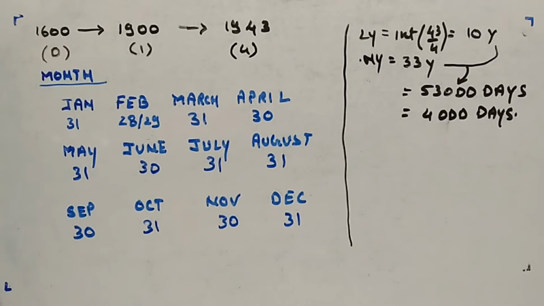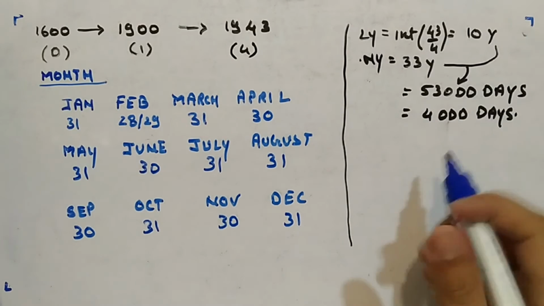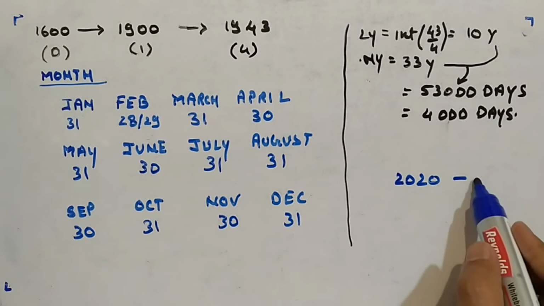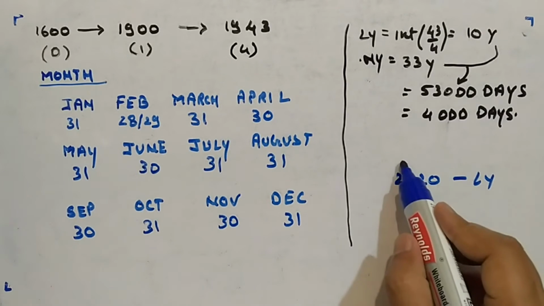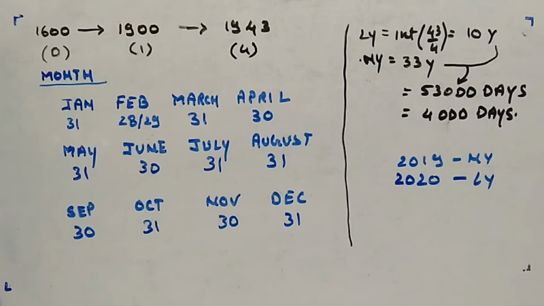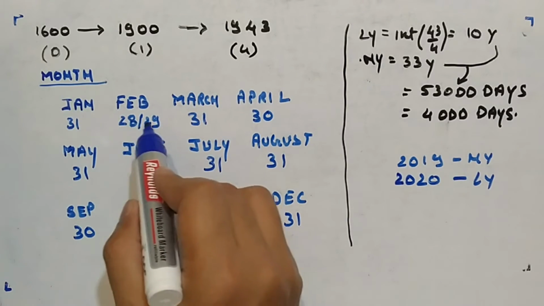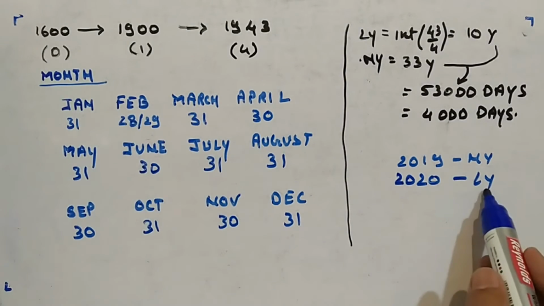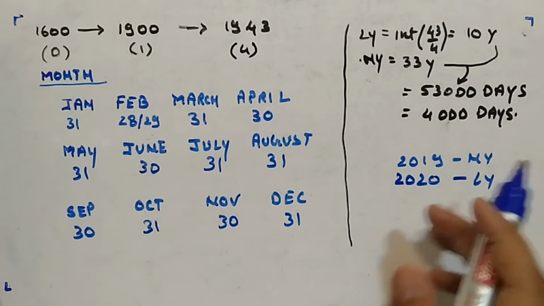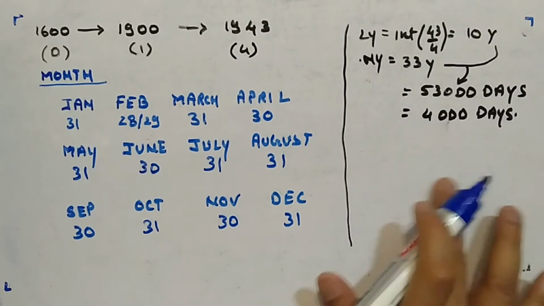When it is 28 or 29, I'll give you an example. Let's say 2020 was our leap year, right? And let's say 2019 was a normal year. So when you have a normal year, you count 28 days in February, but in 2020 you had to count 29 as well. So a total of 366 days were there.